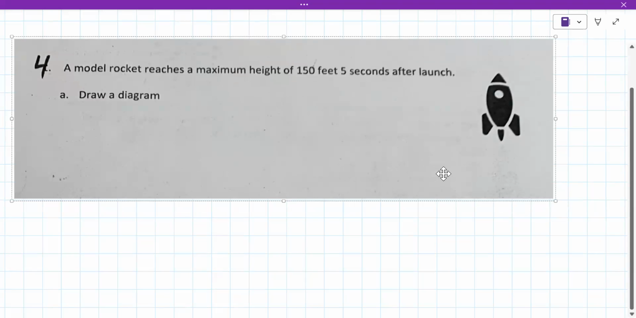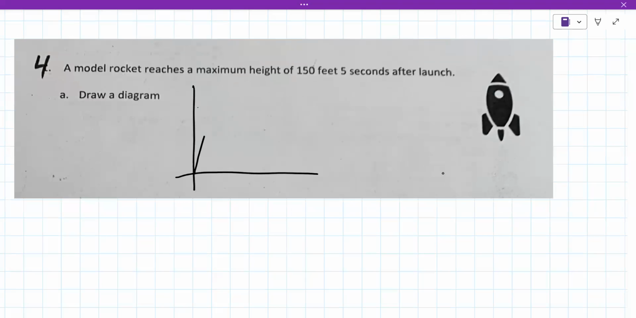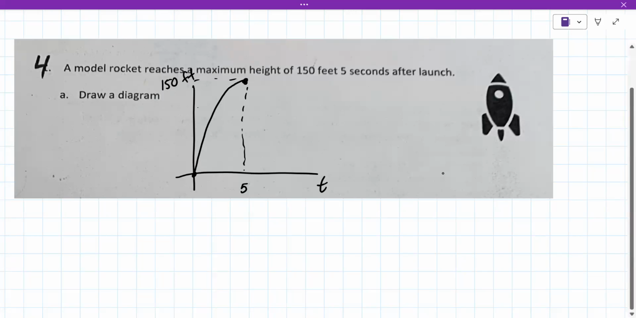Model rocket reaches a maximum height of 150 feet, 5 seconds after launch. So it goes up, reaches a maximum right there at 5 seconds, height of 150. This is not to scale, but this is the picture that they're looking for. If you fired a firework, it goes straight up, explodes, comes down. Rocket ships fly up in the air, and then they also do the same thing. Okay, got it.